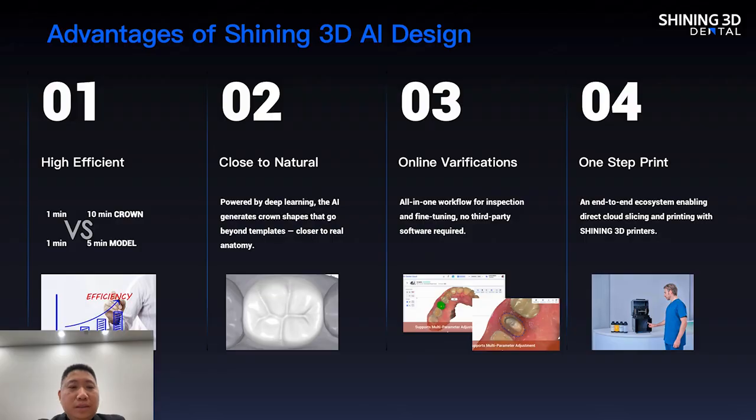Third, thanks to our engineers, we provide an all-in-one workflow for inspection and fine-tuning online. So you don't need to have a third-party software. You can finish the whole job online. If you got a Shining 3D printer, then congratulations. We can nest and slice the design results and send the print task directly to the printer. What you need to do is to monitor the print task online and drink your coffee.